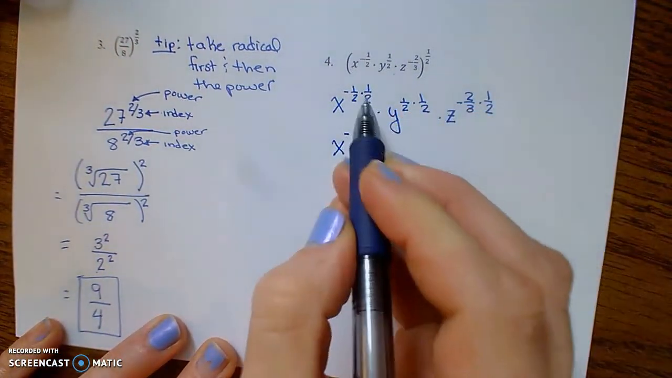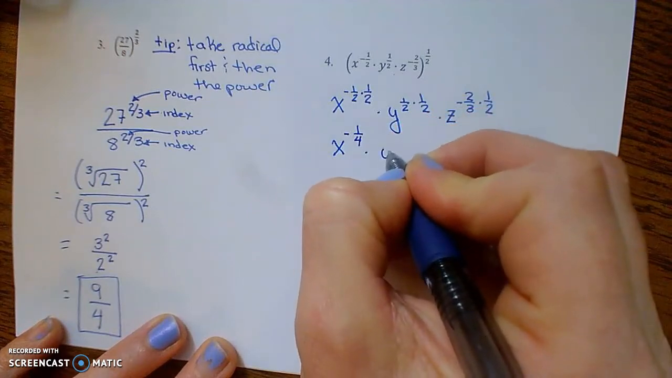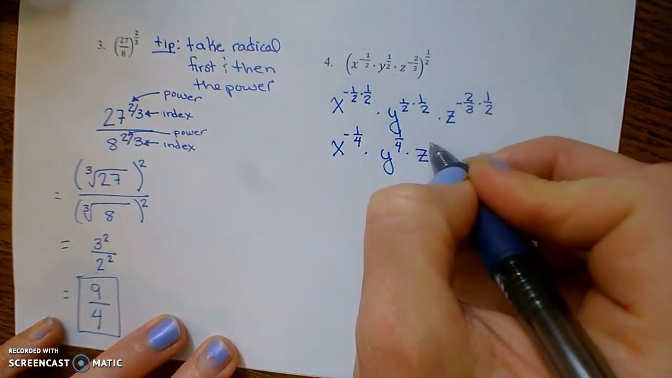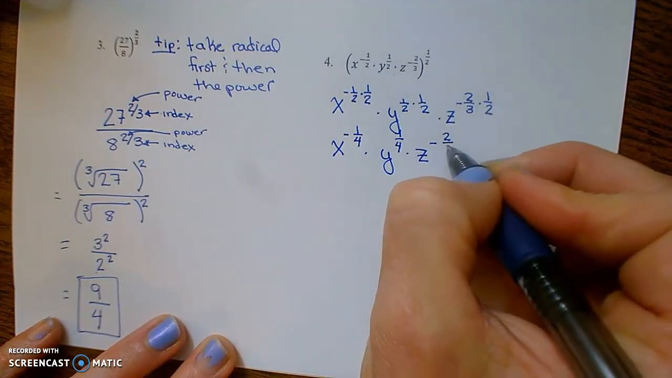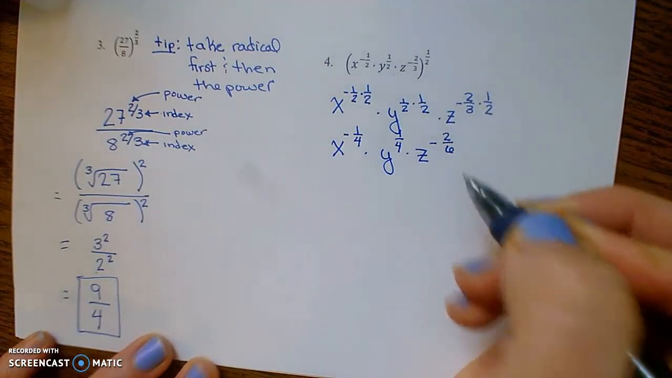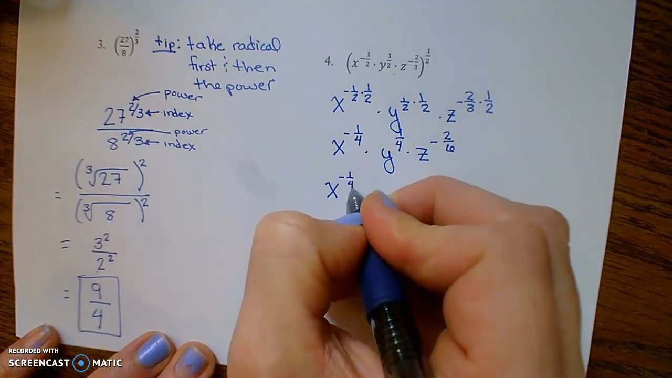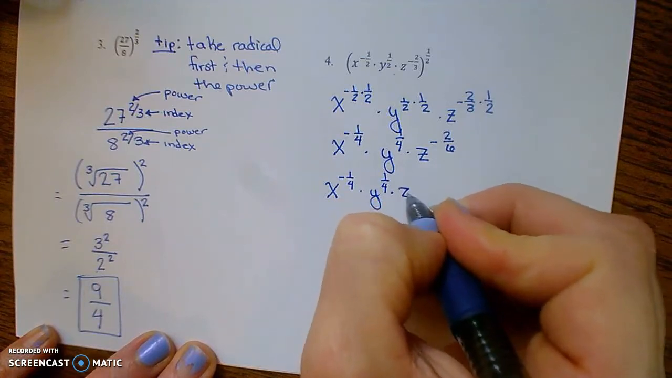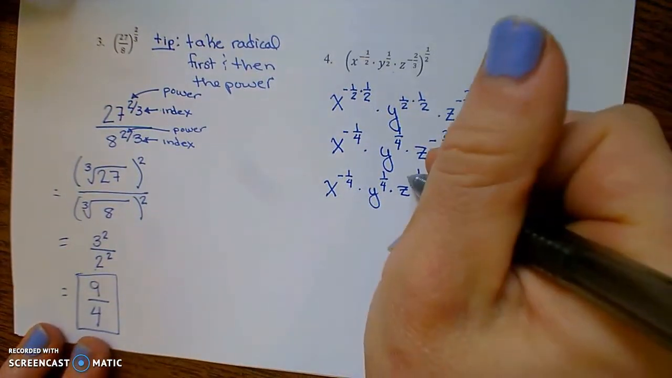I've got x to the negative 1/2 times 1/2 is negative 1/4. So x to the negative 1/4 times y to the 1/4 power times z to the negative 2 times 1 is 2, 3 times 2 is 6, and you can simplify that to 1/3. One more time. So x to the negative 1/4 times y to the positive 1/4 times z to the 1/3 power. Okay. Oh, negative 1/3 power.